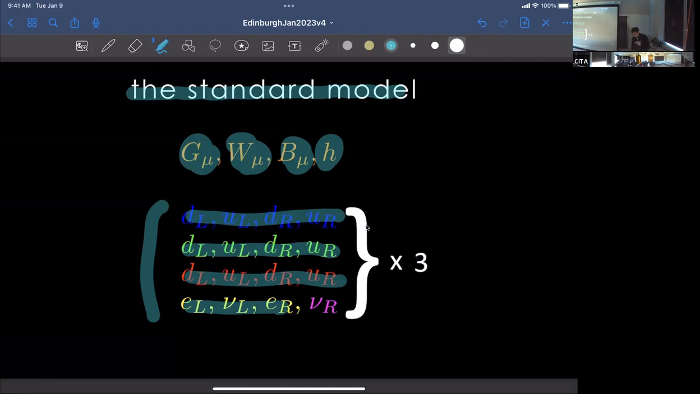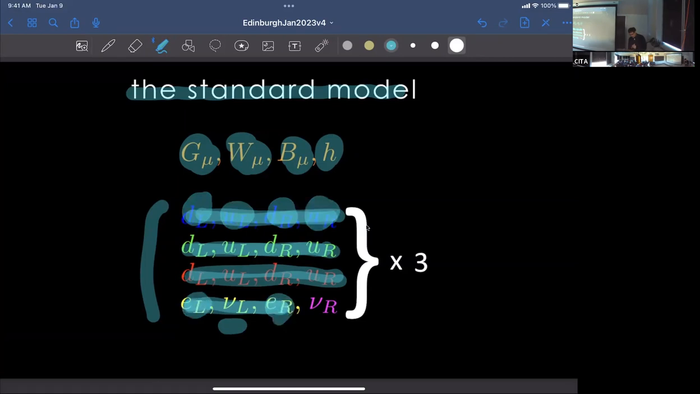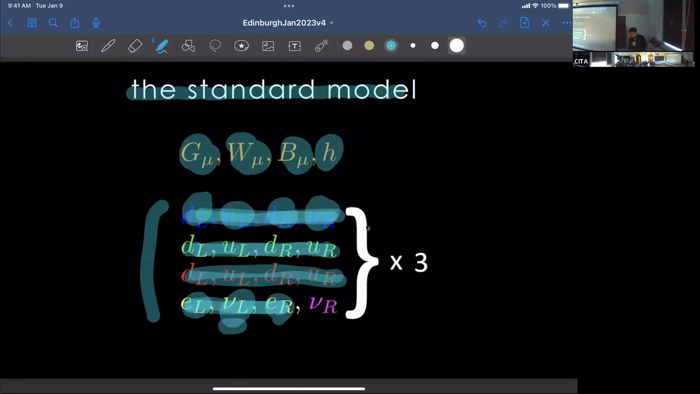Before the discovery of neutrino oscillations, we would have just included these 15 fermions. Everybody would have had a left-handed and a right-handed partner: there's D left and its partner D right, there's U left and its partner U right, there's E left and its partner E right, for the left and right electron. But nu left would not have had a right-handed partner in the traditional minimal standard model.